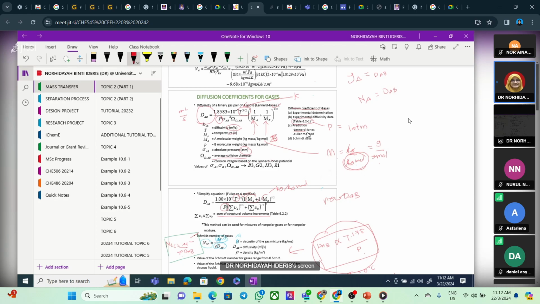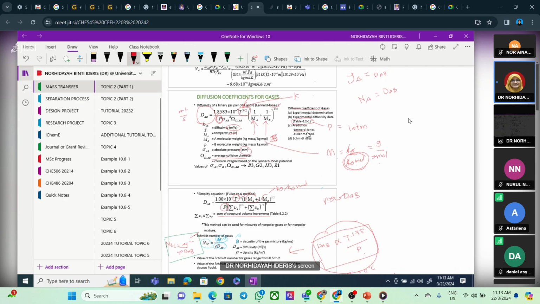Okay, maksudnya sekarang ni kalau nak dapat DAB ni dalam unit meter square per second, pastikan temperature yang kamu masuk ni mesti dalam Kelvin. Pastikan yang pressure ni dalam ATM dan bukan Pascal. And pastikan yang kamu punya molecular weight ni insyaAllah tak bertukar lah. Okay, kilogram over kilogram mole. Okay, only that you can solve this equation if you have this additional data lah. Average collision diameter and collision integral. Dan biasanya dua data ni akan dibagilah dekat dalam soalan so that barulah kita boleh kira nilai DAB and the final unit is the meter square per second.